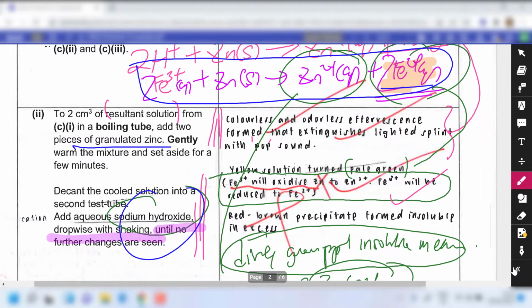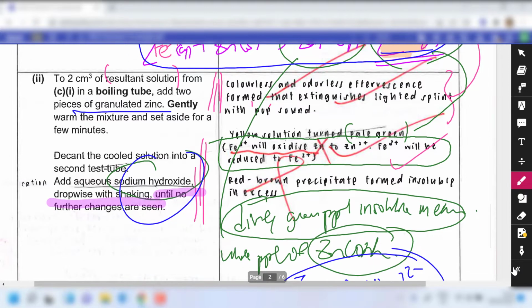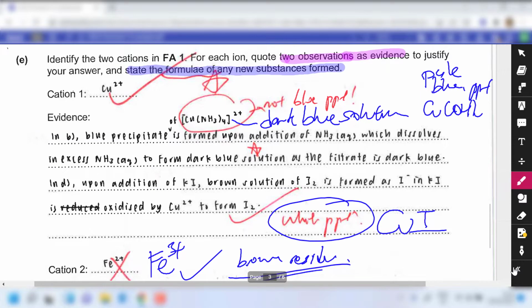So it is important for you to recognize that in order for me to get iron 2 plus, I must start off with iron 3, because if not, what is the species which zinc helps to reduce? So these are pretty important questions which you need to ask yourself before you write down your conclusion. So just remember to read the instructions carefully.